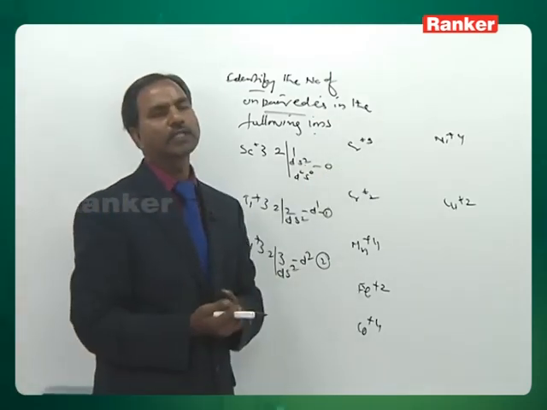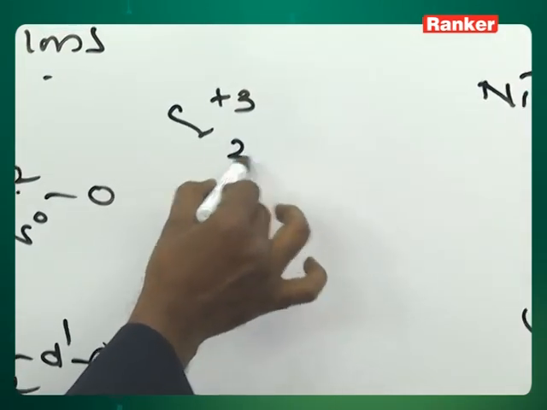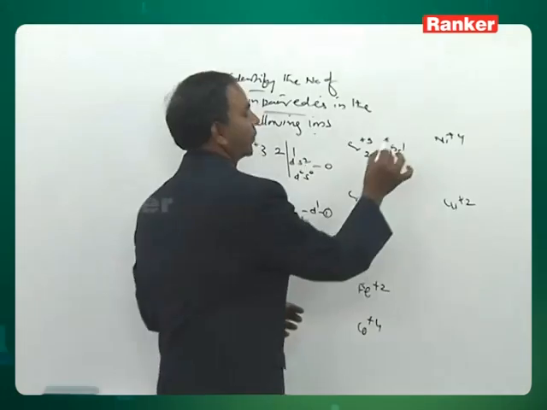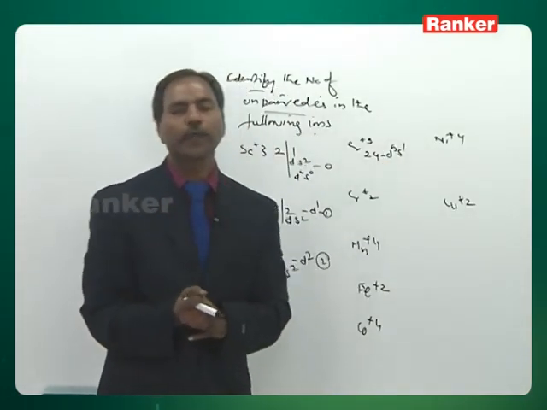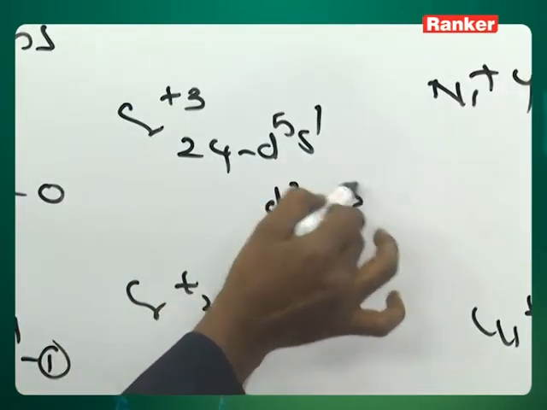Come to the next one, chromium plus 3. Chromium atomic number is what? 24. What is its configuration? But you have to remember this. It is an exception: d5s1. How many electrons lost from here? 3. What is remaining? d3 only remaining. d3 means how many unpaired electrons?